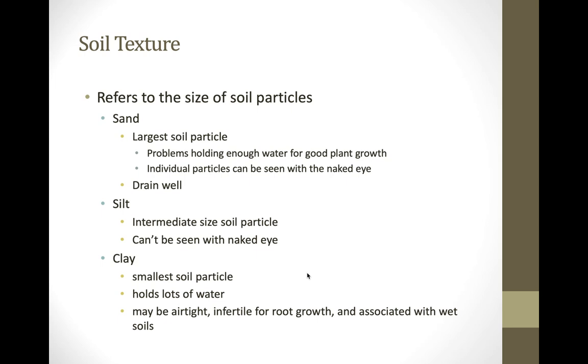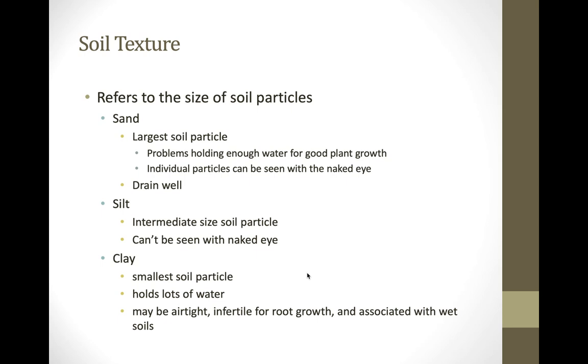Finally, the smallest soil texture is clay. This one is so small that a lot of times it has a texture to it that feels kind of sticky, and we're going to talk about that a little bit later on. It helps you to figure out what's actually in your soil. But it's the smallest soil particle. It holds a lot of water. It doesn't drain very well because it holds on to water so tightly.